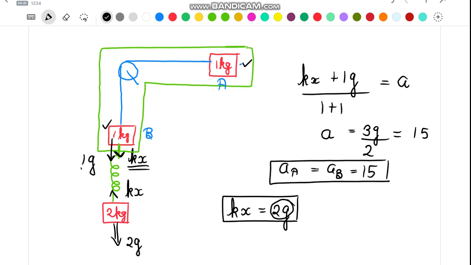While the initial acceleration of block C will be equal to 0. This can be concluded from the fact that at the instant when this particular string supporting block A is removed, there is no sudden change in the elongation of the spring. So at this particular instant, block C will remain in equilibrium, since kx will again balance 2g at this instant of time. So the initial acceleration of block C at this instant will be equal to 0. This is our final desired result.